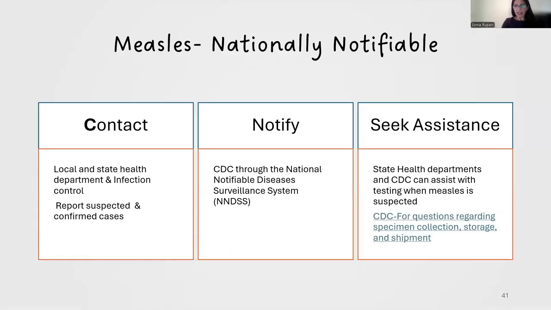So we need to contact our state health department, notify them of both suspected and confirmed cases, and inform the CDC. Then we use the CDC helpline and our local health department so that we can get the assistance we need if there are any questions about the condition, especially because this is not that common here in the United States.